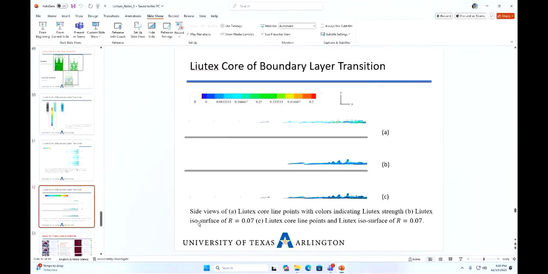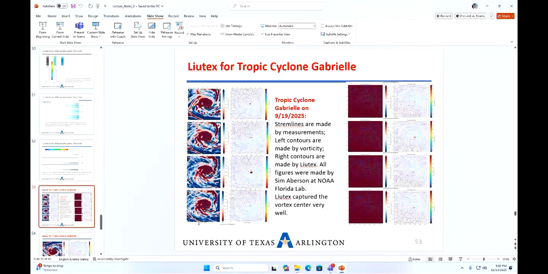Vortex core boundary transition, that's what they do. Find the Nutex core line. This is an isosurface, this is the core line, as a surface. Well, more recently, Florida gave us the data. We asked them to use the Nutex, and they gave this, called a contour or something like that. Vorticity. That's called vorticity.